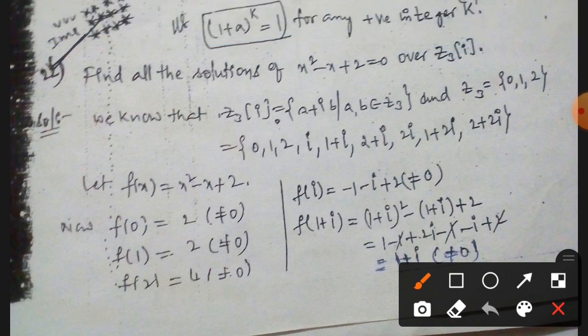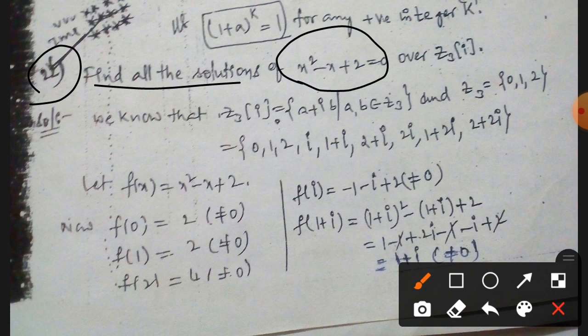So nilpotent and idempotent problems were completed in the last video. After that, it's the solutions. It's an important model. Find the solutions of x square minus x plus 2 equals 0 over Z3 of i. Here observe what Z3 is.